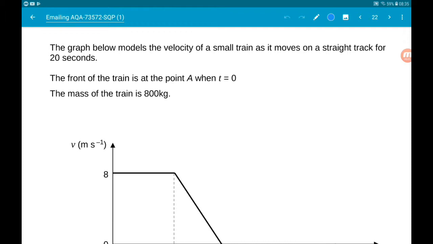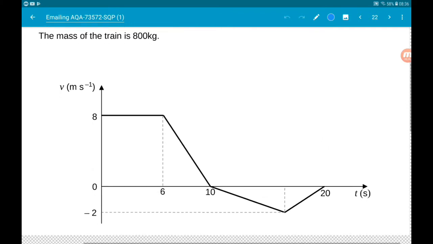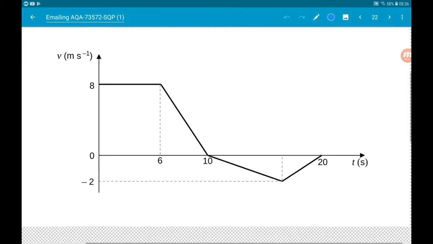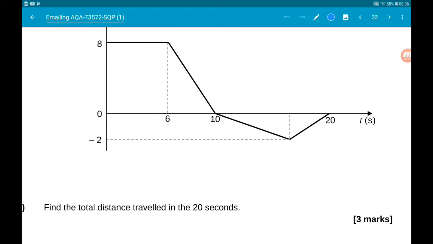Okay, question 14. We have a velocity time graph. The graph below models the velocity of a small train as it moves along a straight track for 20 seconds. The front of the train is at point A when t is equal to 0. The mass of the train is 800 kilograms. So here's our velocity time graph. Part A wants us to find the total distance travelled by the train over the 20 seconds.